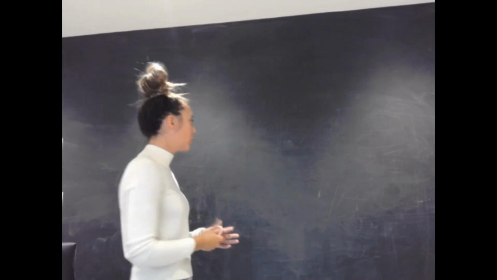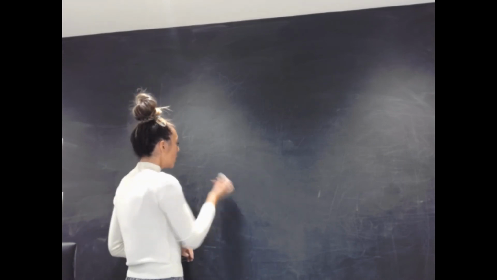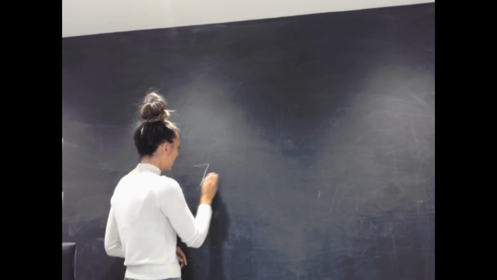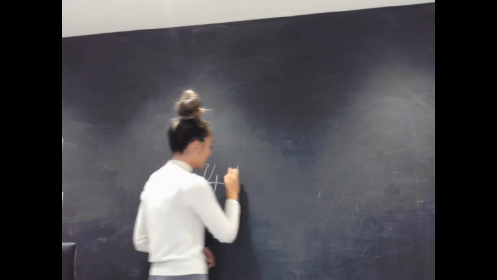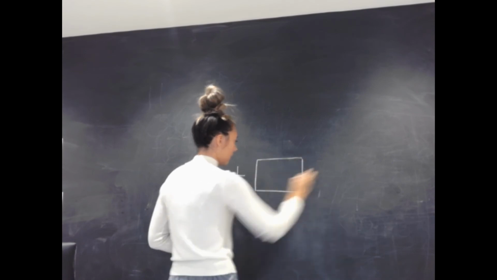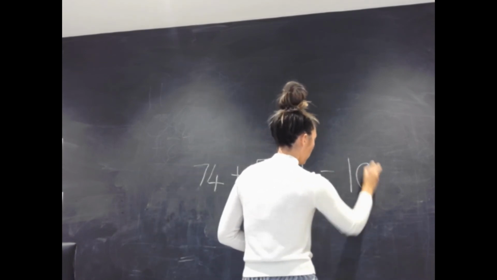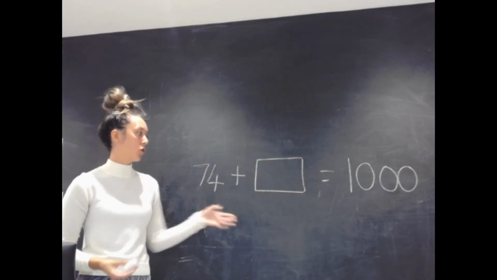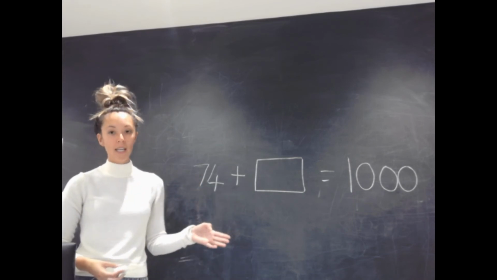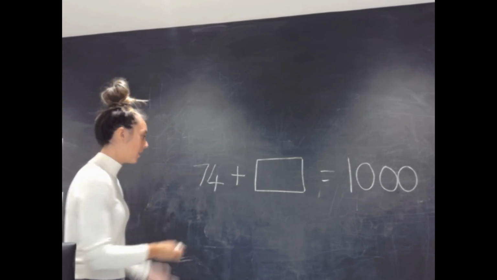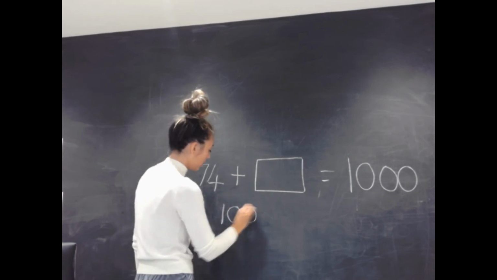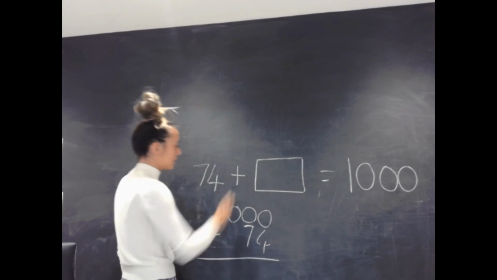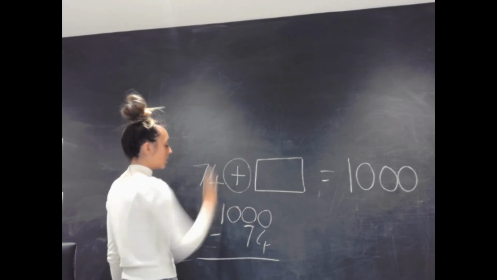Okay, some people really struggled with questions that had missing boxes. So for example, 74 add something equals 1000. That's an inverse question, so if you know your number bonds, you might be able to do that quite easily, but if you're struggling to work that out, it's a takeaway. So I would do 1000, take away 74, and that would give me the answer, because I'm doing the inverse to this addition.